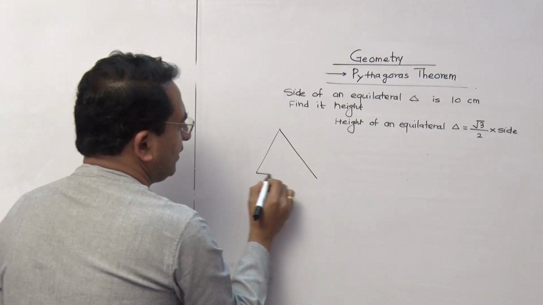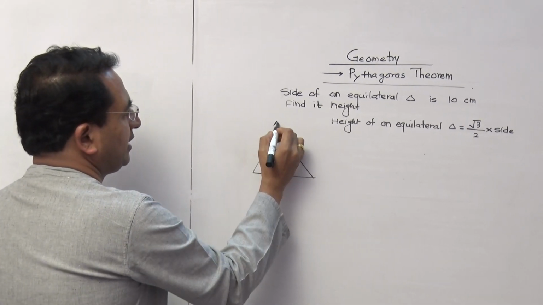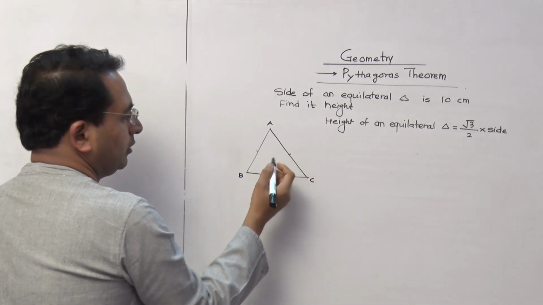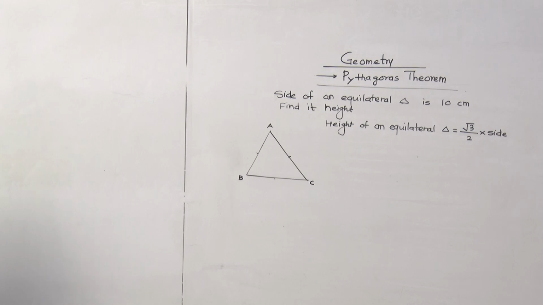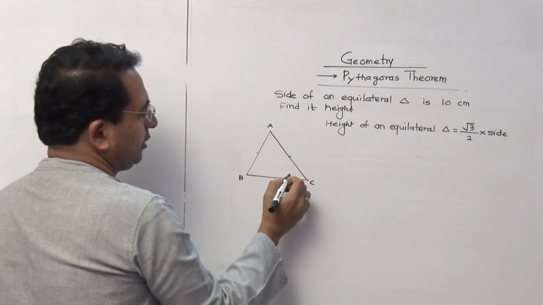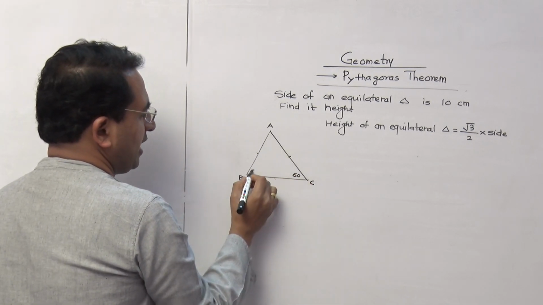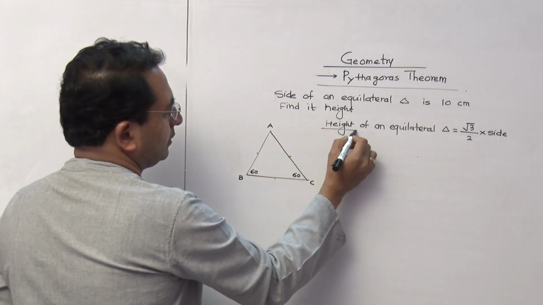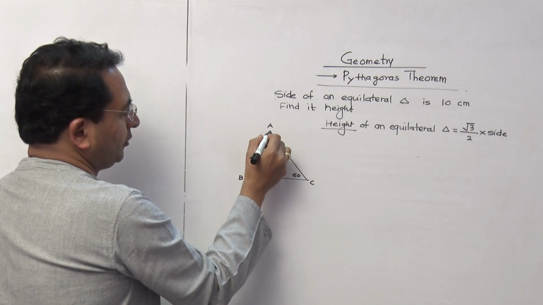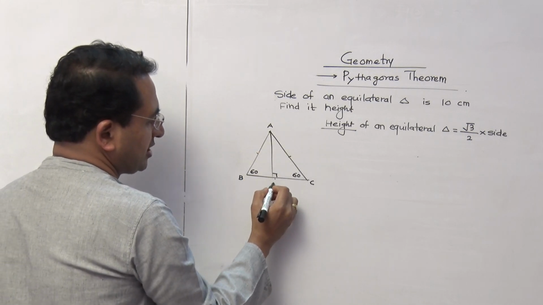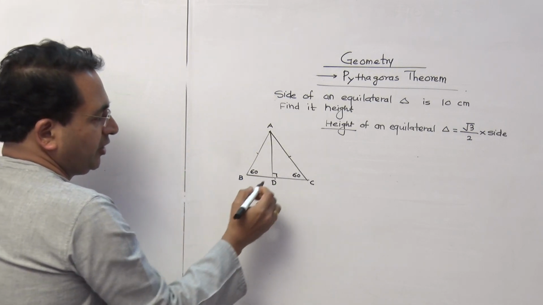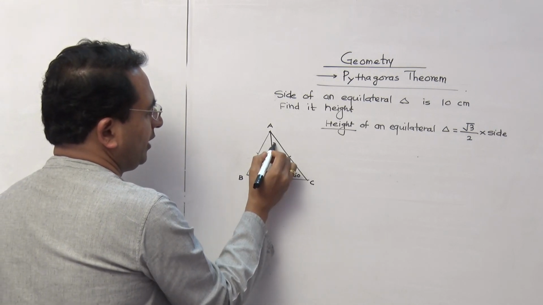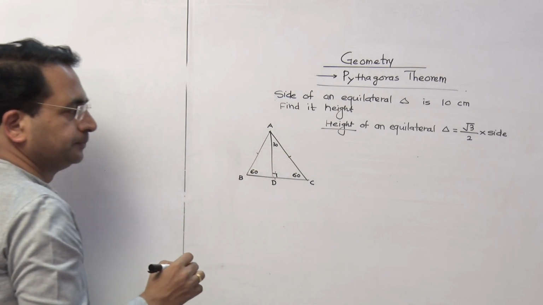Now this is an equilateral triangle. I'll write this as ABC. Now all sides are equal, that's why it is called equilateral. Now if all sides are equal, then this angle will become 60 and this is also 60. Now what do you mean by height? Height is the perpendicular from the vertex on the opposite base. So this is the height. Now when you draw this height, this angle is 90, this is 60, so automatically this is 30 degrees.